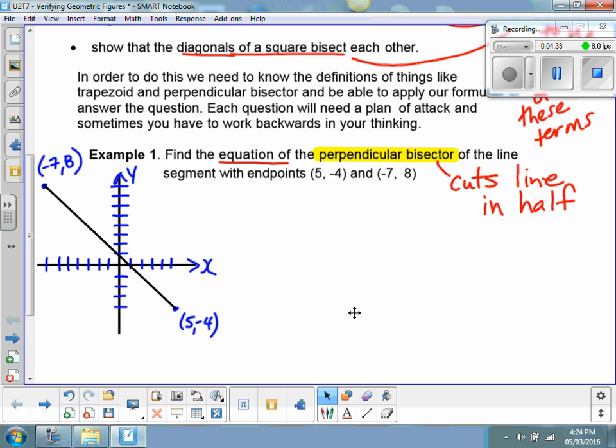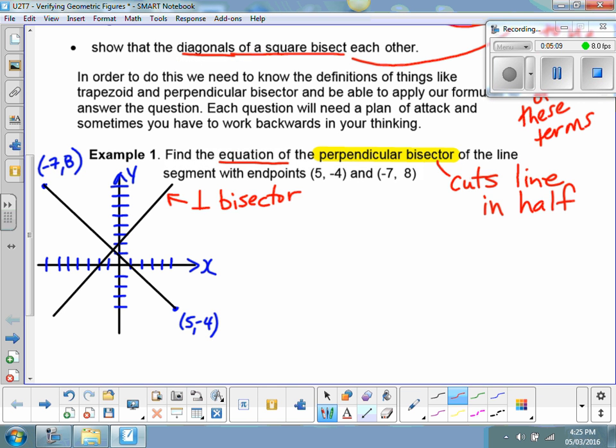So what we're looking for here then is a line that cuts this line in half and it crosses it at a 90-degree angle. Now, I'm not certain that that is the perfect perpendicular bisector here, but I'm just going to label it so we know what we're talking about. So that is the perpendicular bisector. And if it is in fact a perpendicular bisector, that's a right angle there, and this side of the line is equal to that side of the line because the perpendicular bisector cuts it right in half.